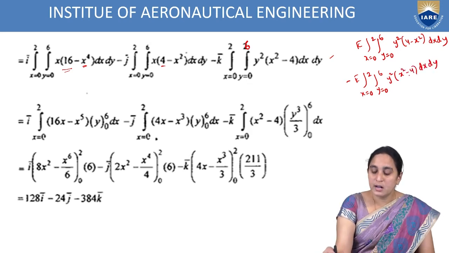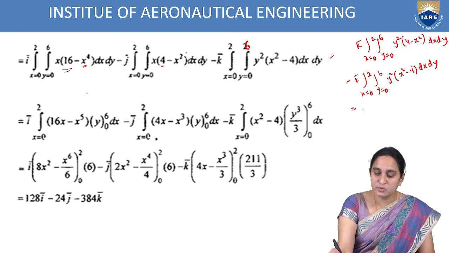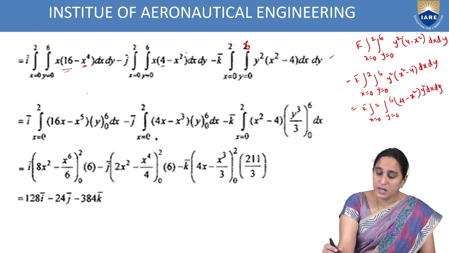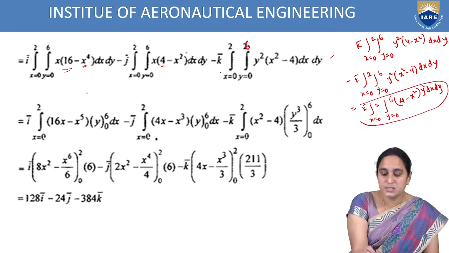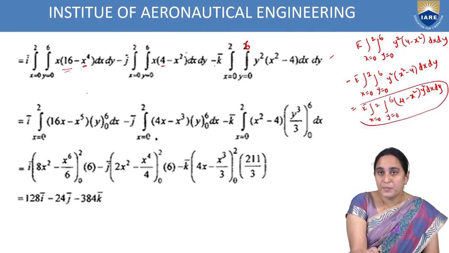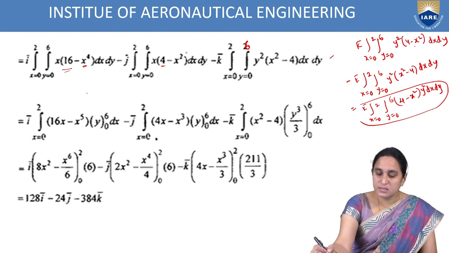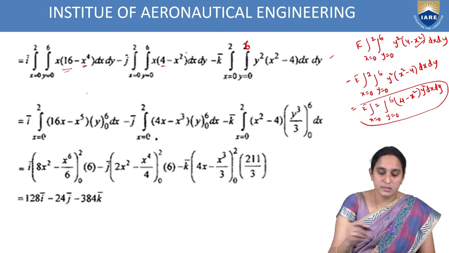Once you see here, I'll take minus outside, minus into minus is plus k bar into x is equal to 0 to 2, y is equal to 0 to 6, 4 minus x square into y square dx dy. Generally, after substituting the limit points, we get like this. But sometimes they write minus as common and the remaining they consider y square of x square minus 4 into dx dy. This is also correct.